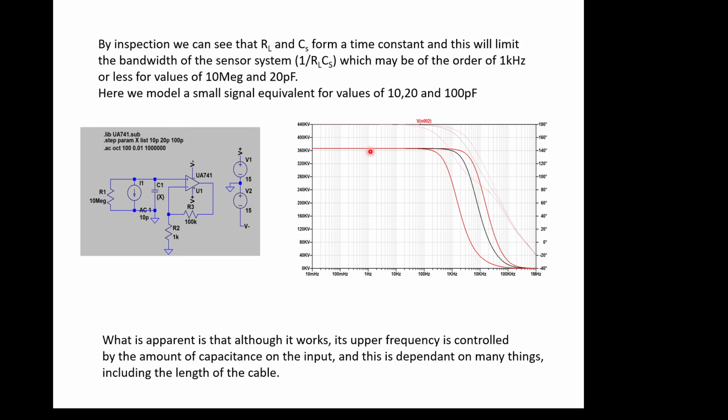So you get a flat response, which is what you expect, and then as you increase the capacitance, the frequency at which it falls away starts to really drop off, and here you can see we're at a kilohertz or so. So that's not great. What that means is, although it works and we amplify our light current, its upper frequency is controlled by the amount of capacitance on the input, this thing here. And this depends on many things, including the length of the cable and what type of diode you used. So that limits our upper frequency response in an unpredictable way.